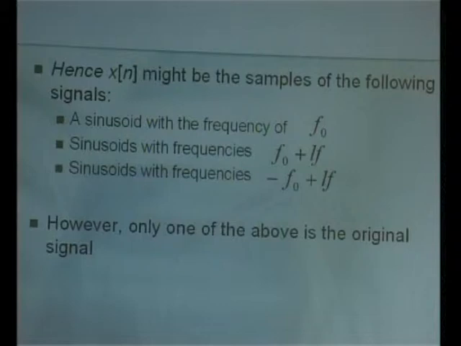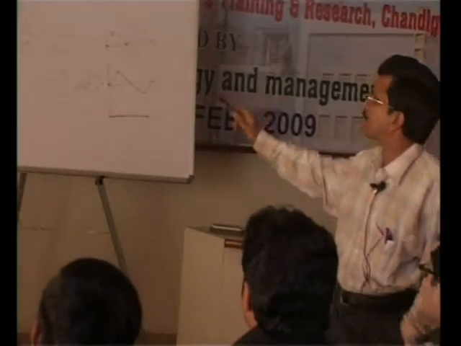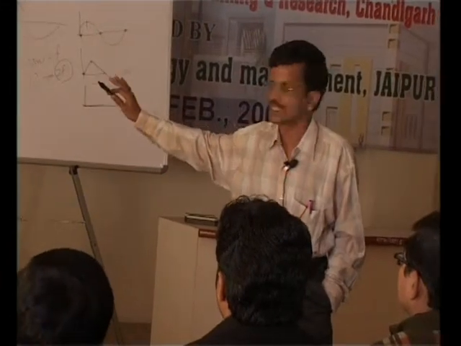So x[n] is the discrete sequence which you are getting. Now I have taken three signals: one signal of frequency f0, another signal of frequency f0 + l·fs, another signal of frequency -f0 + l·fs. If I am sampling these three signals at the same sampling rate fs, I get the same discrete sequence x[n]. So x[n] might be the same samples of these three signals.